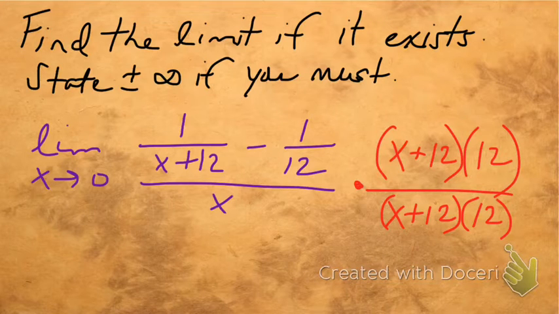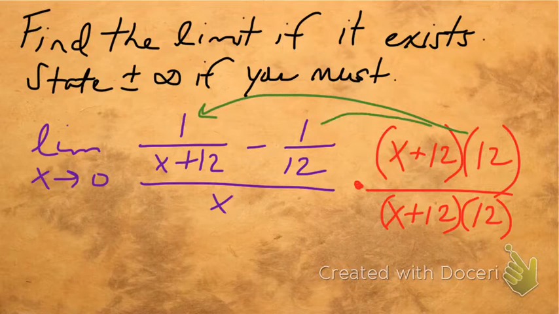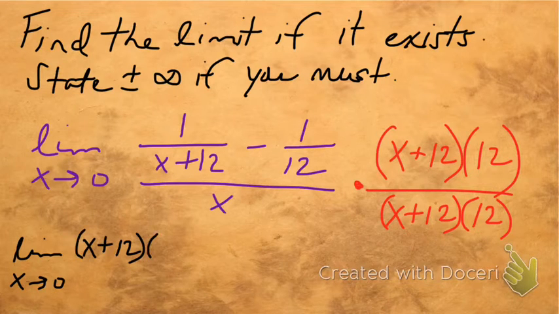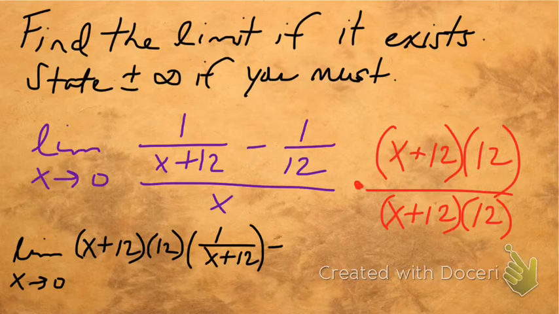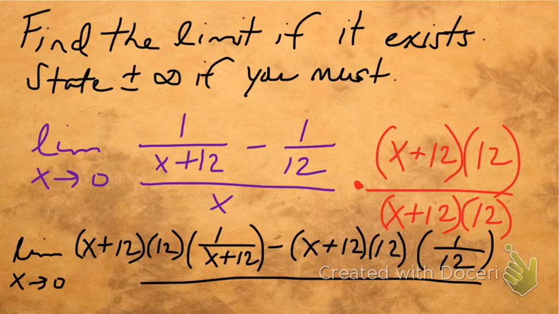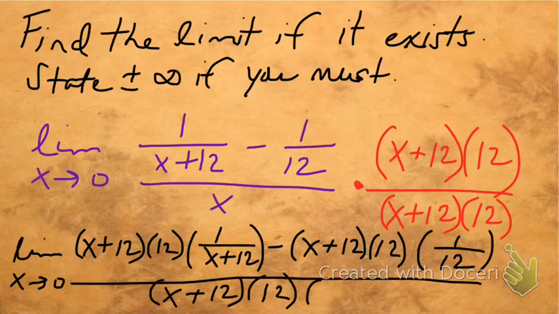Notice that we've got some distributing to do. Top left, top right, and even the bottom. Now I've got some writing to do. That is, the limit as x approaches 0 of x plus 12 and 12 times the first term, x plus 12 and 12 times the second term, and we'll do the same to the bottom. X and 12 times x.